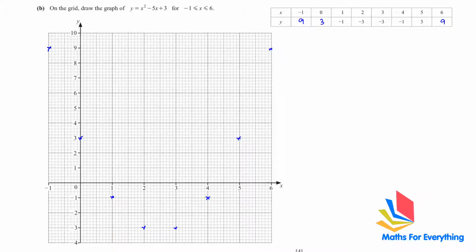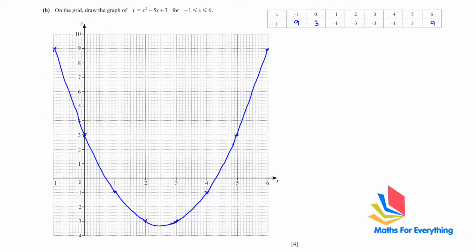So I plotted all the points. Now we will join them to make a smooth curve. Before I do that, you notice that for 2 and 3, you have the same value. You cannot make a straight line. It's a curve. So just go down a little and make the curve. So I've joined the points together and this is a curve. You have to make a smooth curve and just a little bit I dip down.